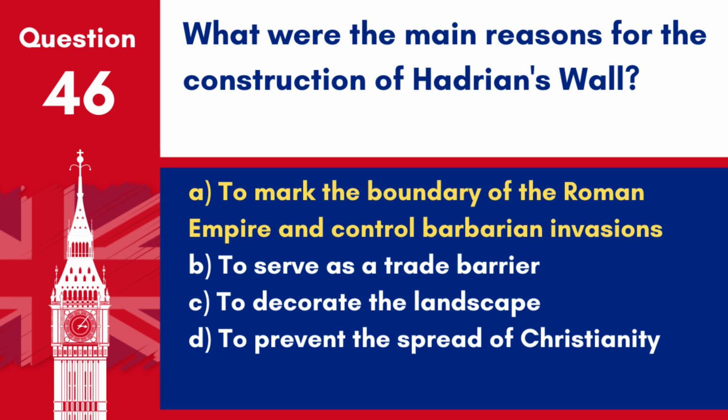Answer: A. To mark the boundary of the Roman Empire and control barbarian invasions. Hadrian's Wall was built on the orders of Emperor Hadrian as a fortification to delineate the frontier of the Roman Empire in Britain and to protect the empire from the northern tribes.